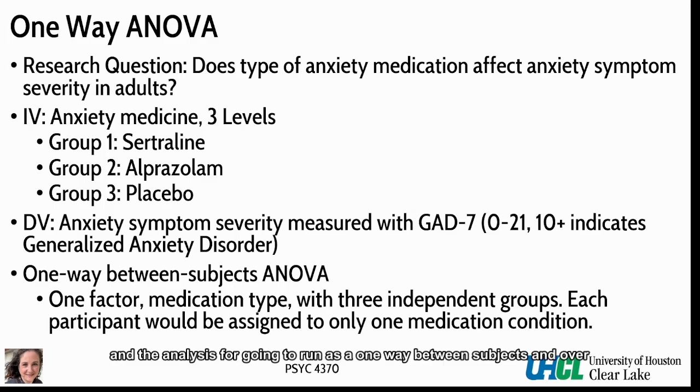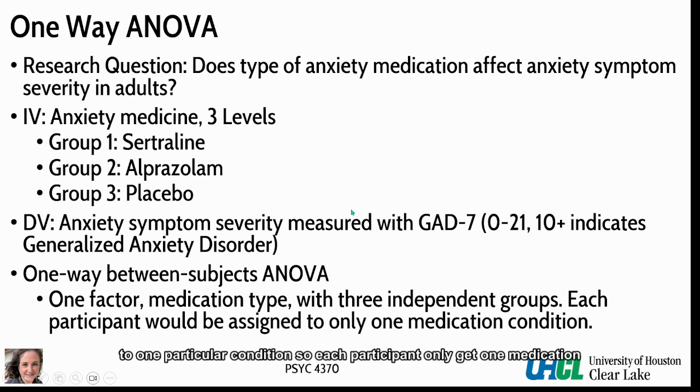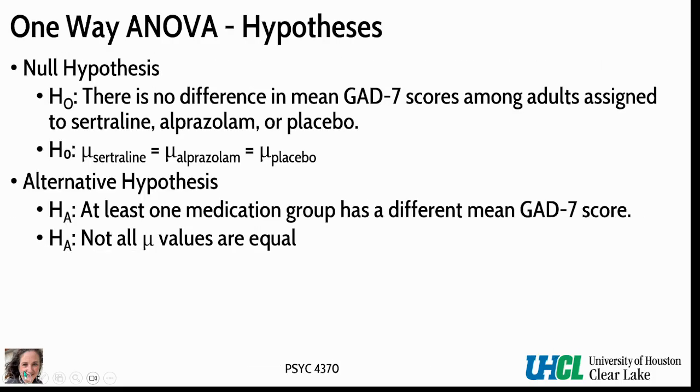And the analysis we're going to run is a one-way between subjects ANOVA. So that means we have one factor, which is medication type, and we've got three groups, group 1, group 2, and group 3. And that also means that each participant is only assigned to one particular condition. So each participant only gets one medication.